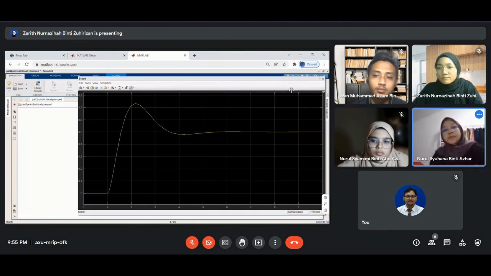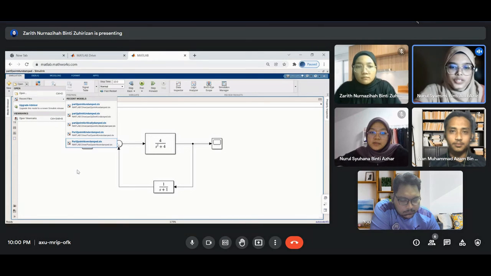Thank you. As a conclusion, we can see the difference without adding the transfer function and with adding the transfer function. The transient response has changed dramatically after adding the transfer function to the system. Except for the undamped response, all transient responses are stable after applying the transfer function, because the undamped graph grows larger as time approaches infinity. I think that's all for us. Thank you.